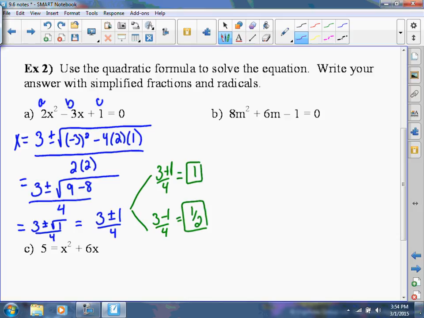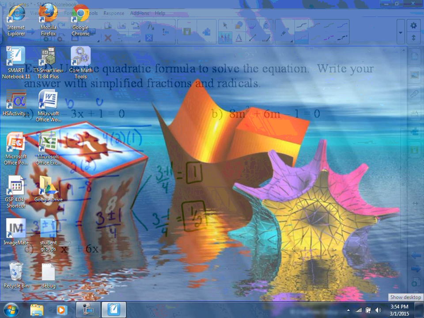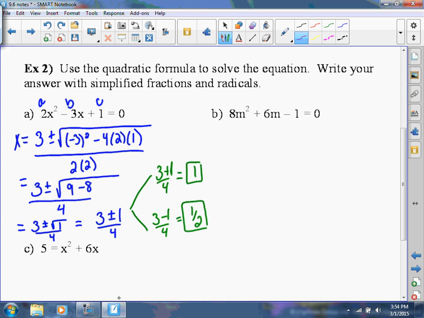Okay, so let's try this again for part B and part C. Whoops. For part B, I have 8m squared plus 6m minus 1 equals 0. So it doesn't matter if you have x's or if you have m's for your variable, or p's, or c's, or b's, or a's, or l's, whatever. Doesn't matter as long as you have your squared term, your linear term, and then your number, and every term is represented. It's in descending order. So my A is 8, my B is 6, my C is -1.